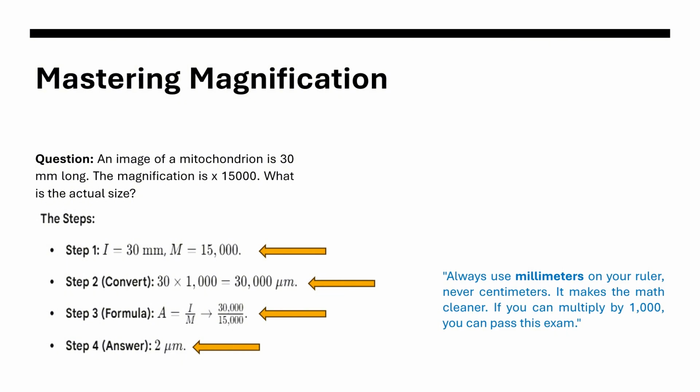So always use millimeters on your ruler, never centimeters. This is a tip for you. It makes the math very clear. If you can multiply by 1000, you can pass this exam. This is not very tough. If you understand this conversion, you can easily calculate it, and you can try other questions from the past papers in your book. You can even make up similar questions for your practice.